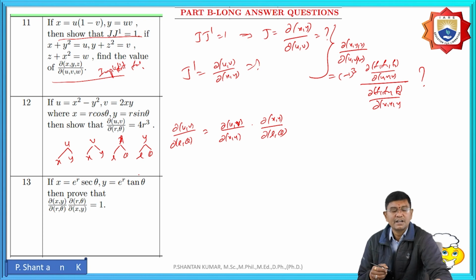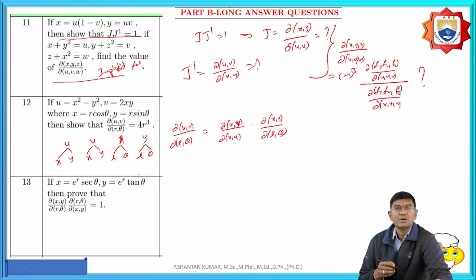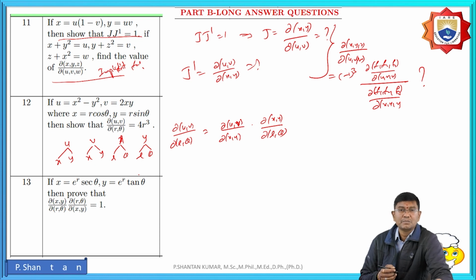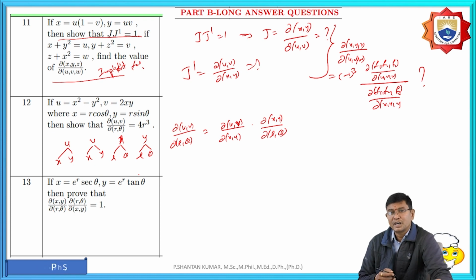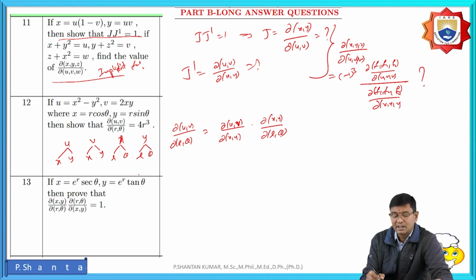Based upon that, you need to find one by one: ∂u/∂x, ∂u/∂y, ∂v/∂x and ∂v/∂y, and again ∂x/∂r, ∂x/∂θ, ∂y/∂r and ∂y/∂θ, and find the values. According to ∂(x,y) you need to find ∂(r,θ), and we clearly get x_r and x_θ, y_r and also y_θ. You need to find these.